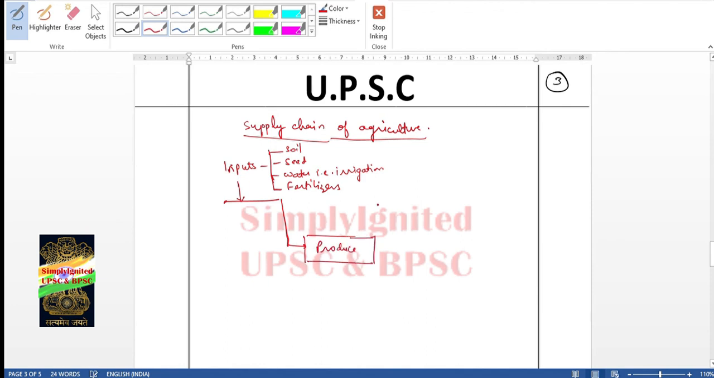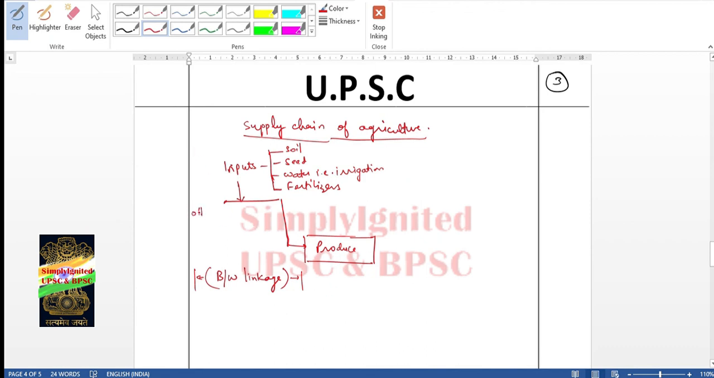But you cannot have this produce directly here, right? You have to send it to the market. So this is what the backward linkages, this side. Till here it is the backward linkages. Whenever we are dealing with backward linkages, we deal with these parameters: soil, seed, water, fertilizers, etc. This is the input thing. There are more backward linkages, but I am just telling you about the supply chain of agriculture.